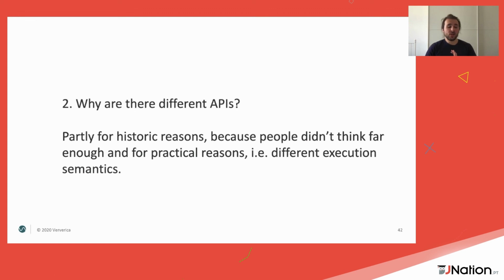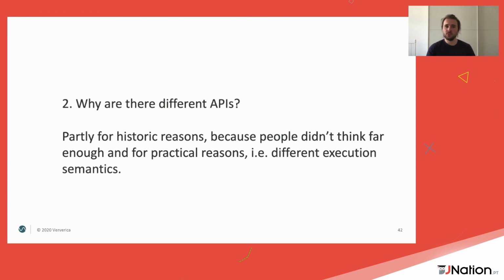Why are there different APIs? I think it's mostly for historic reasons, because people didn't think far enough and there were different use cases. Back then, when these APIs were first developed, people didn't think about stream processing using these APIs, and that influenced how these APIs were developed and what they support.